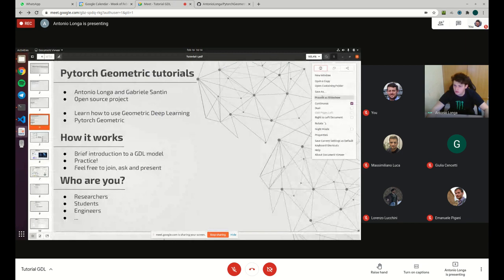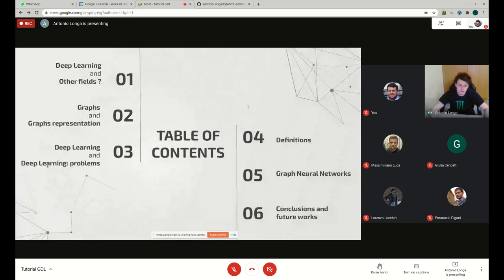Today we are going to see deep learning and which are the fields of deep learning. Then we are going to talk about graphs and graph representation, some deep learning problems in terms of graphs, some definitions, graph neural networks, and a little bit of practice.